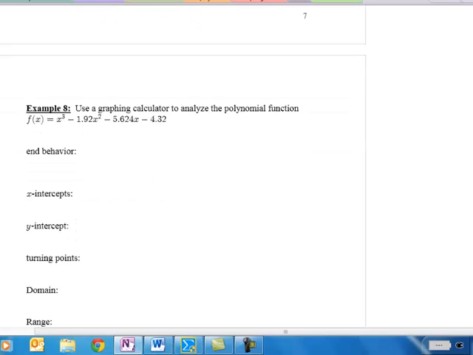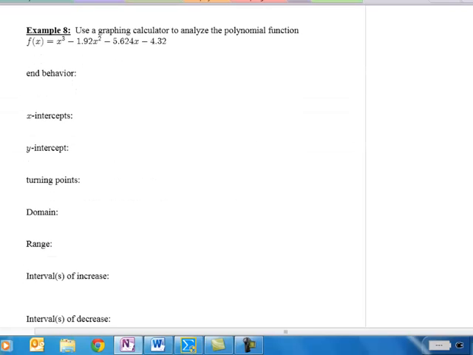Alright, so then the next example is just asking us to use a graphing calculator to analyze the polynomial. When it's something like this one, there's not a way we're going to be able to factor that. The numbers are just a mess. So some of these things we should be able to do without a calculator, so let's do those first.